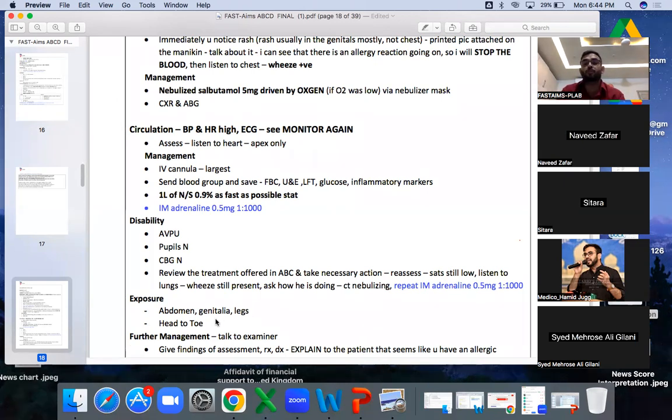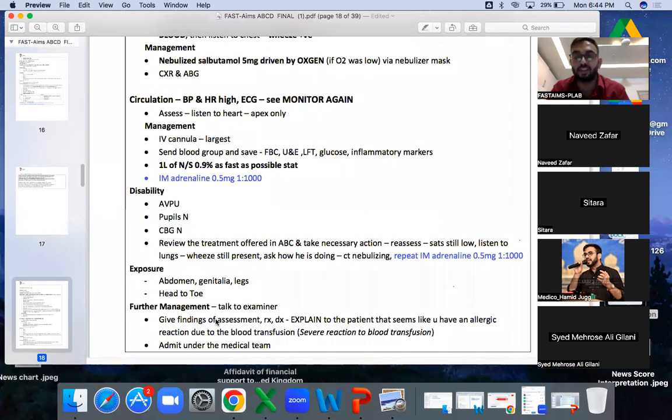In this scenario, head-to-toe exposure is quite important. Sometimes you forget the rash; you will find the rash over here, and they will give you the rash over here. For example, if you have not checked the rash on the chest examination, you will find it in this scenario, and for the rash you will give antihistamine as well.